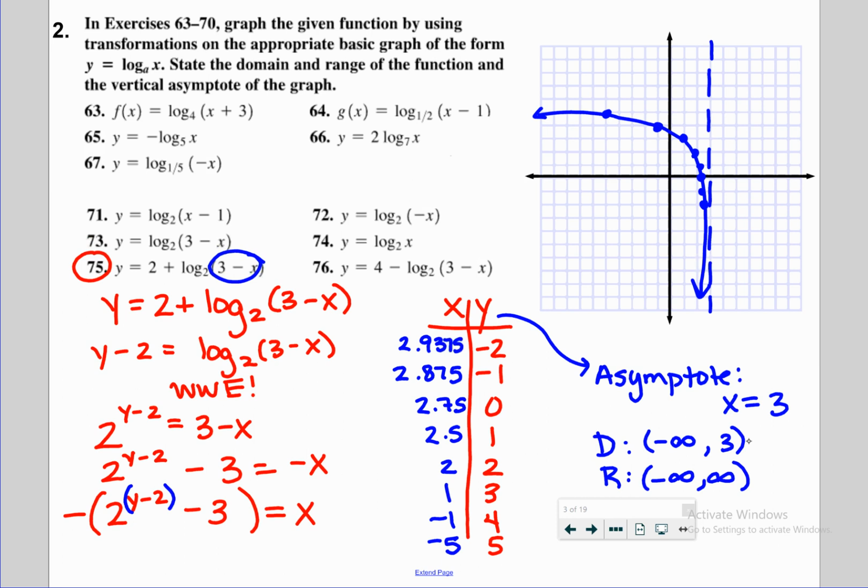This one I would say is the more complicated version of what you guys might see on the test. Let's call this problem over preparation. But it's going to be similar steps, right? Get the log alone, write it with exponents, plug in numbers for y, and get out the x's, that's how you're going to get these points. Any questions on that one?